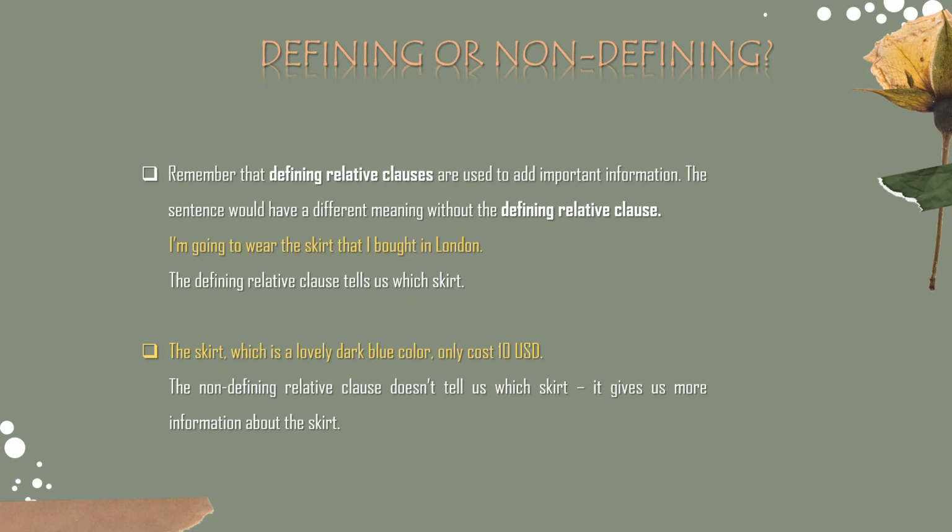Next, the skirt, which is a lovely dark blue color, only costs $10. The non-defining relative clause doesn't tell us which skirt. It gives us more information about the skirt. Okay?